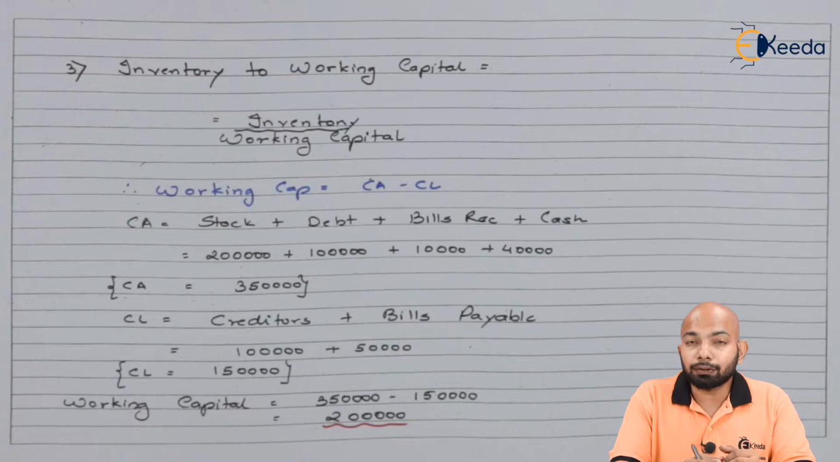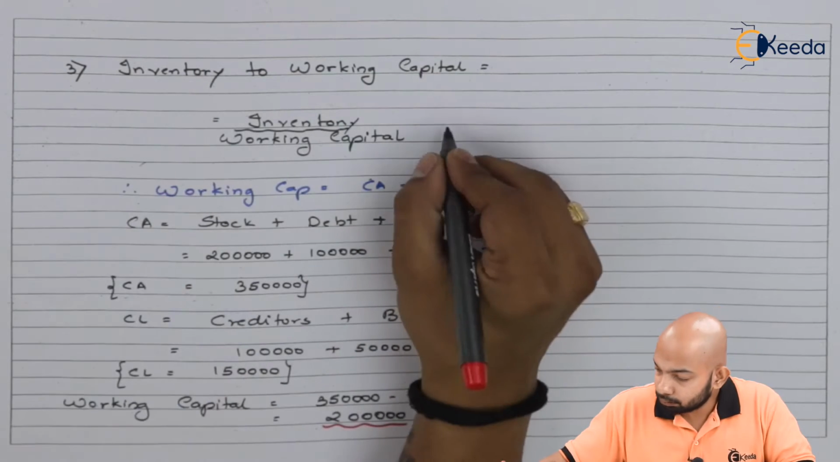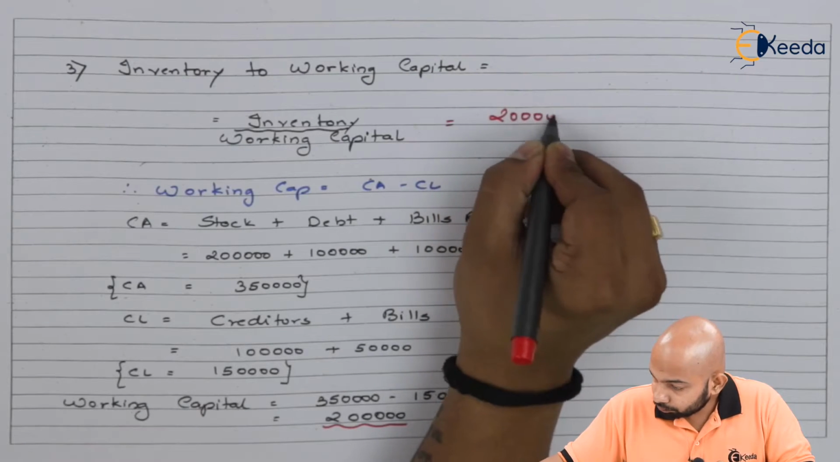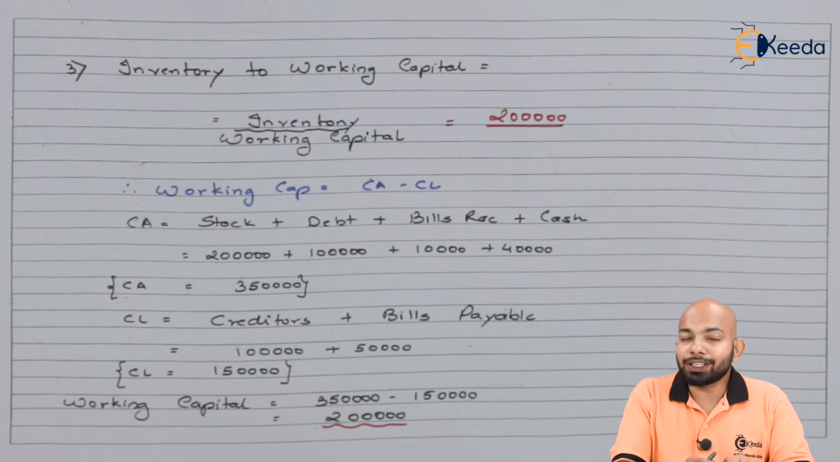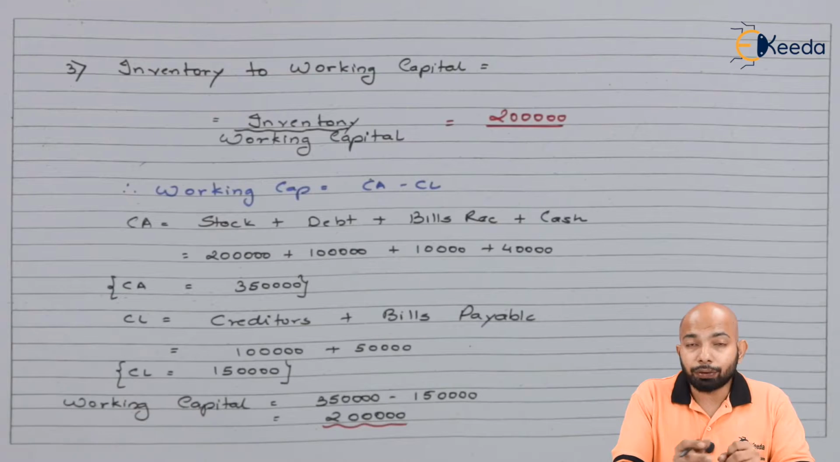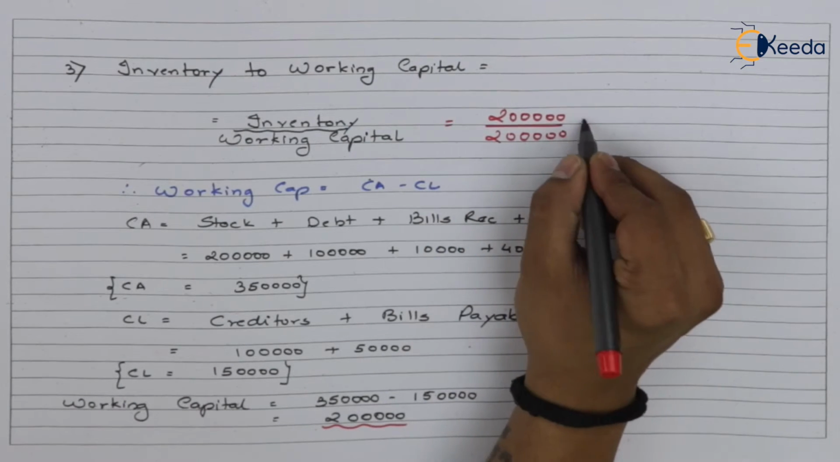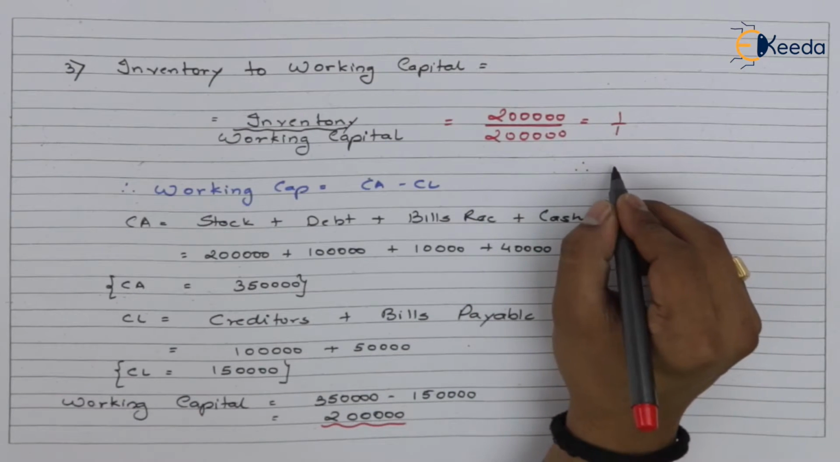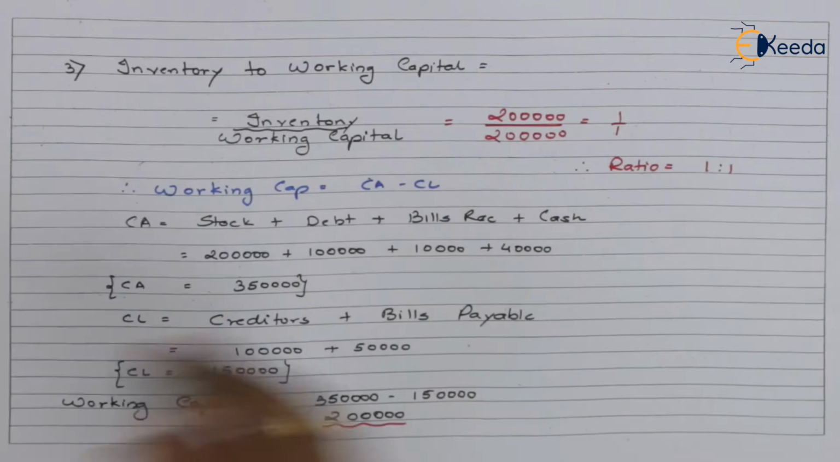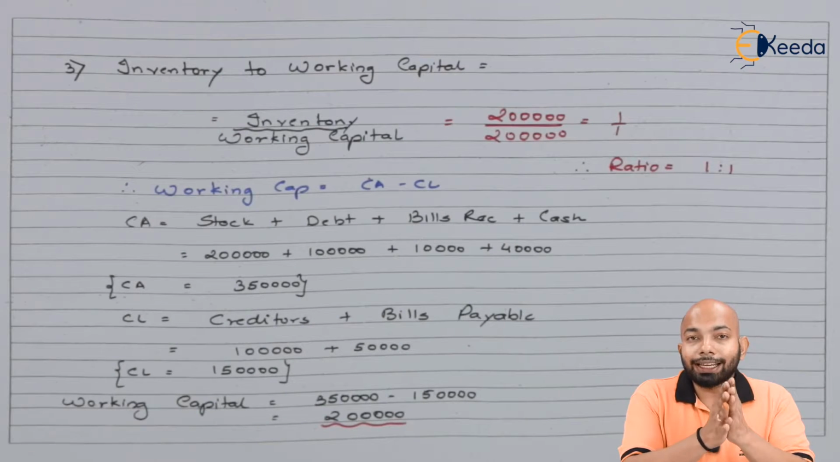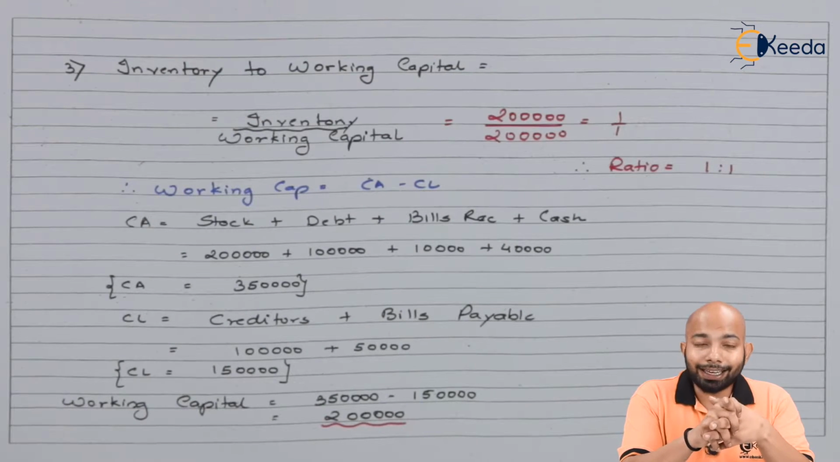Now in the balance sheet we have the stock value. Let's mention that. The stock value as mentioned in the balance sheet is 2 lakh rupees, divided by the working capital, which is also 2 lakh rupees itself. So again here, if you find the one that is highlighted in red, it shows that the ratio is 1:1.